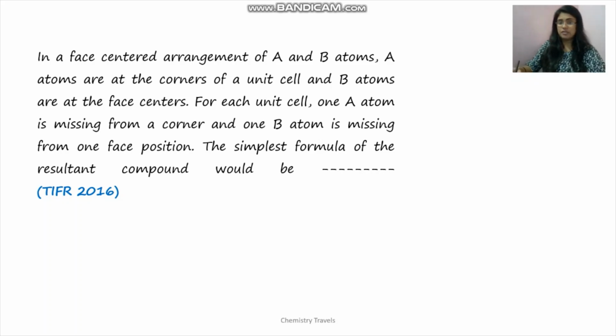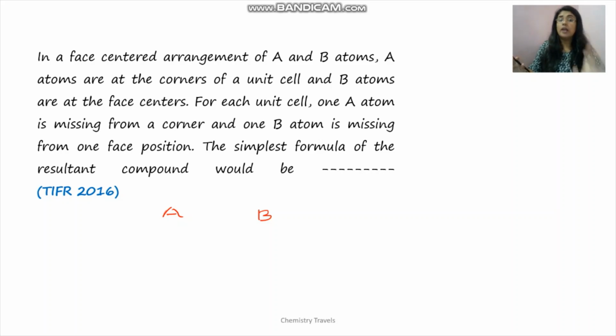So we have two types of atoms here, atom A and atom B. It is told that A atoms are at the corners of a unit cell. So we know that generally there are 8 corners and 8 corners are filled by atoms generally. And each of the atoms would give rise to a contribution of 1 by 8 to that particular unit cell. That is what we studied.